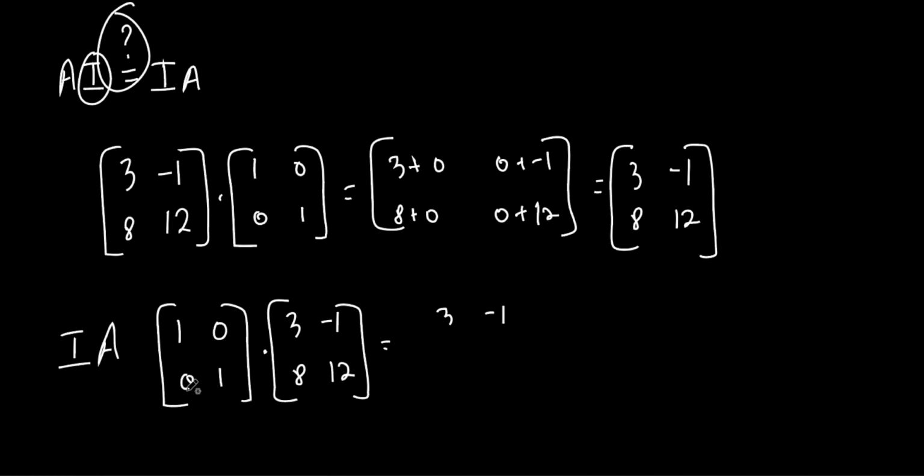Everybody with me? 0 times 3 is 0. And then 1 times 8 is 8. 0 times negative 1 is 0. 1 times 12 is 12. Do we get the same thing? Yes. So is there commutative property with an identity? Yes, there is, okay? So there we go.